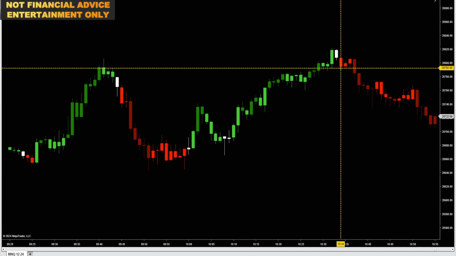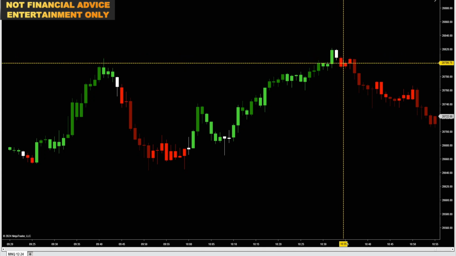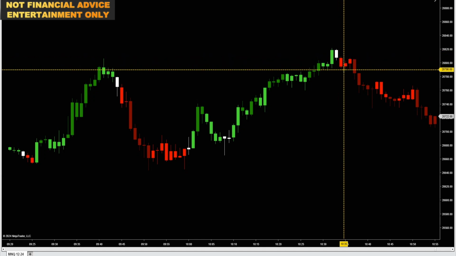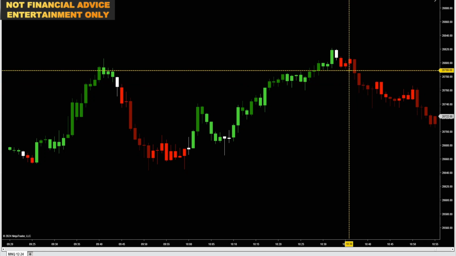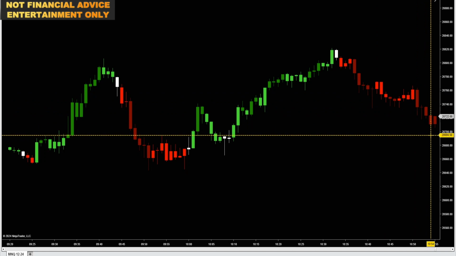Next red candle. We're entering below. Stop above. If this distance is only 12 points, we're targeting 12 points. You can see once again we get our target in a few minutes, and then this chart ends at 11.